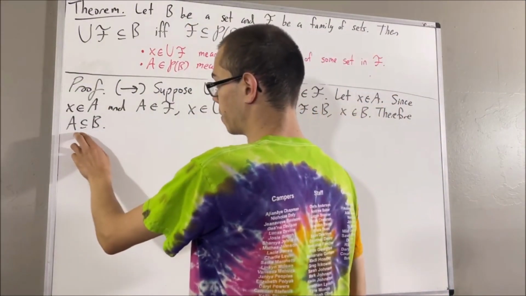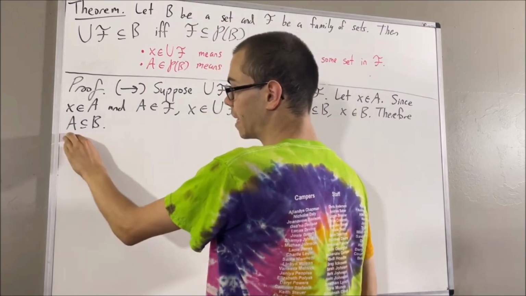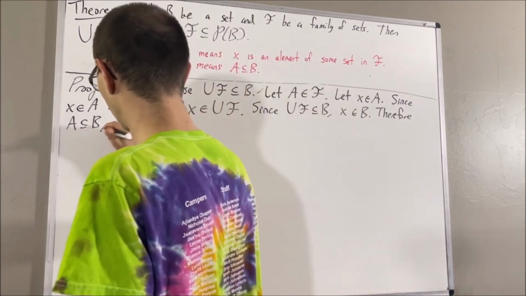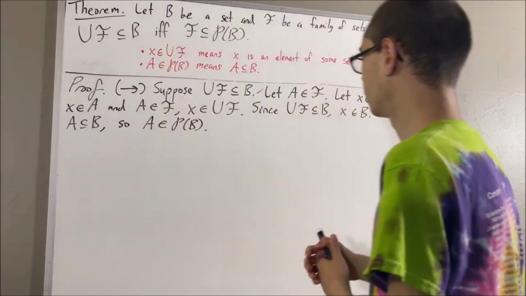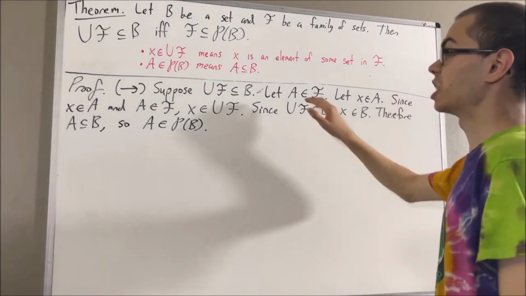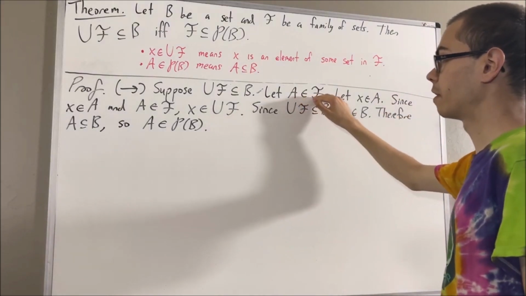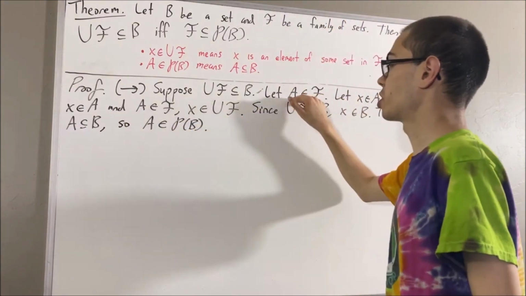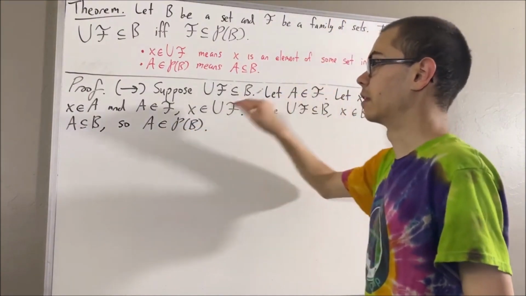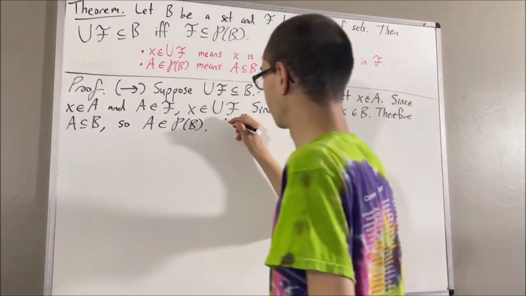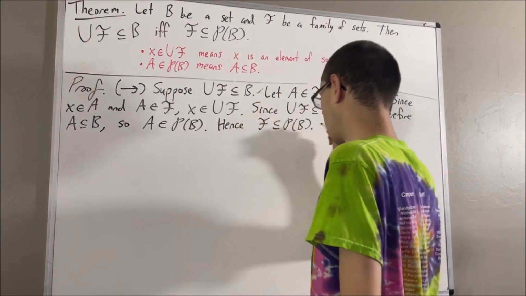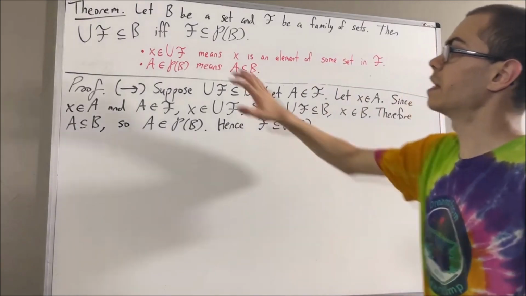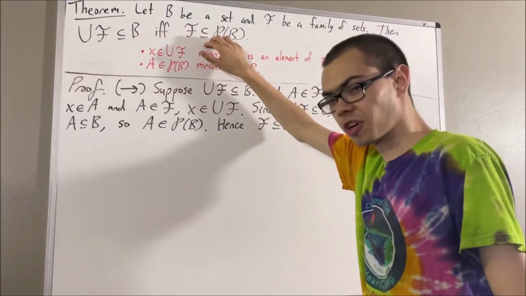And to say that A is a subset of B is the same thing as saying A is an element of the power set of B. And so putting this all together, we see that under the assumption A is an element of F, we have that A is an element of the power set of B. Since A was arbitrary, this means that everything in F lies in the power set of B. So at this point, we have proven if this is true, then this is true.